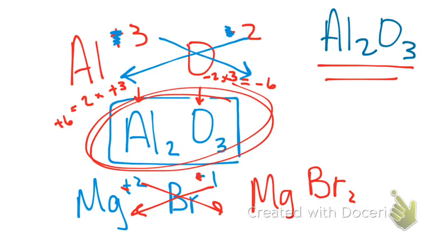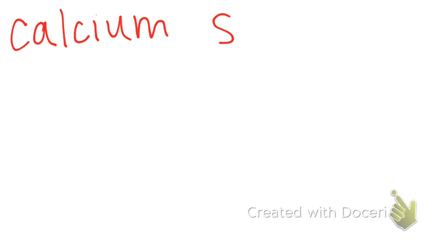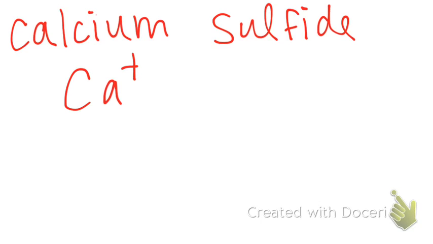Very simple. Okay? Let's try calcium sulfide. So I'm going to look at calcium individually, +2. Sulfide is -2.